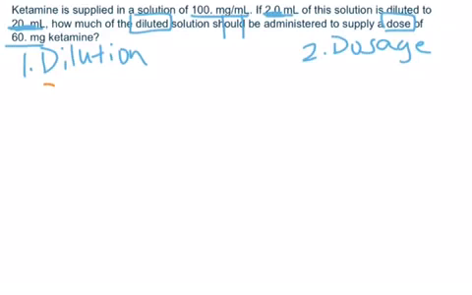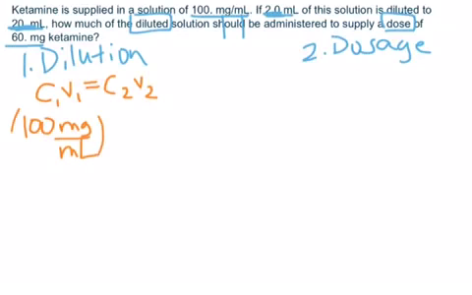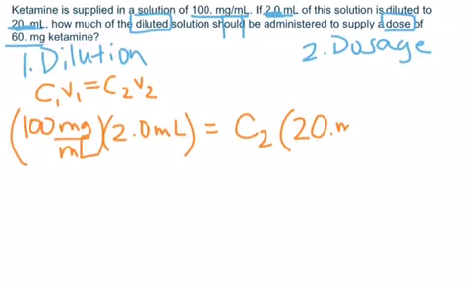So first let's look at the dilution problem. The first thing I do with any problem is write down the formula so I can neatly fit my numbers into the right places. So I have the initial concentration, which is this 100 milligrams per milliliter, times the initial volume, which is my smaller volume, 2.0 milliliters, and that's equal to the next concentration, which I don't know yet, that's what I'm looking for, and I see that I have 20 mils. It's going to be my next volume.